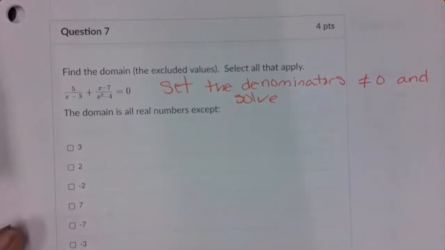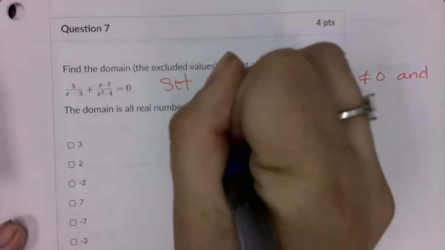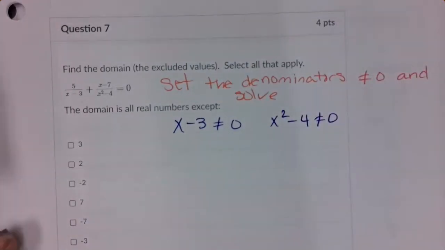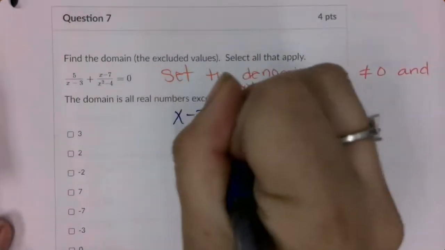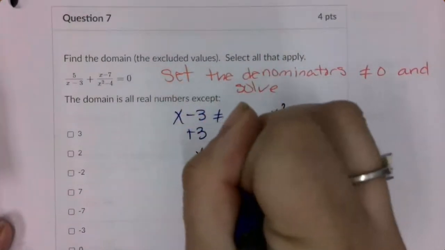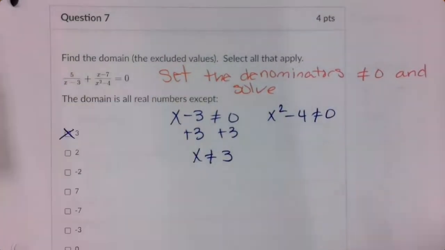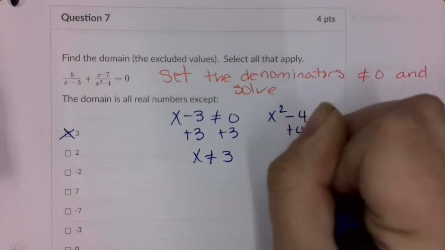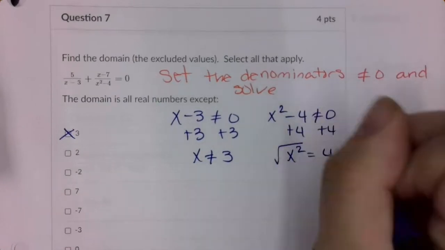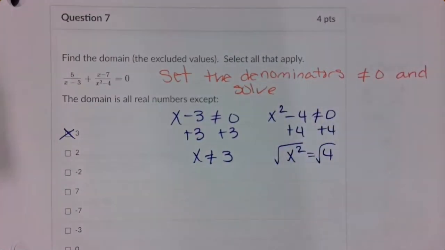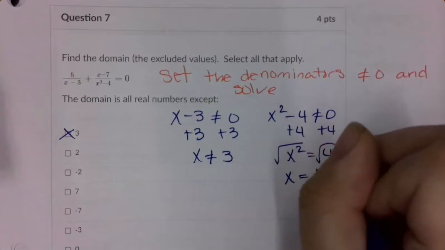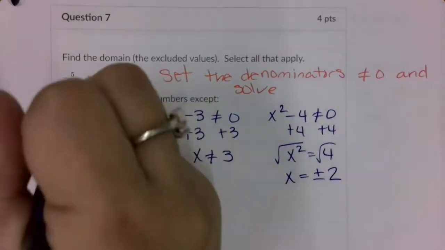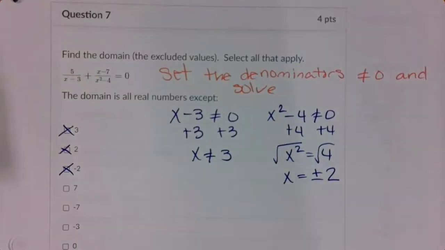So I'm going to take x minus 3 doesn't equal 0, x squared minus 4 doesn't equal 0. I want to start off by adding 3 to both sides. X doesn't equal 3, so that's one of my answer choices here. The next one, I want to add 4 to both sides. I get x squared equals 4, square root both sides. Because I'm drawing the square root symbol, I'm going to have a plus and minus, so 2 answers, and then the square root of 4 is 2. So also positive 2 and negative 2.